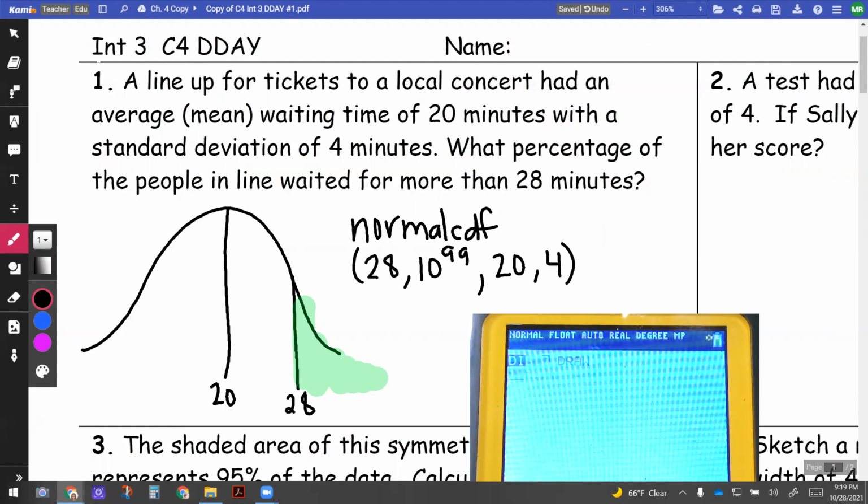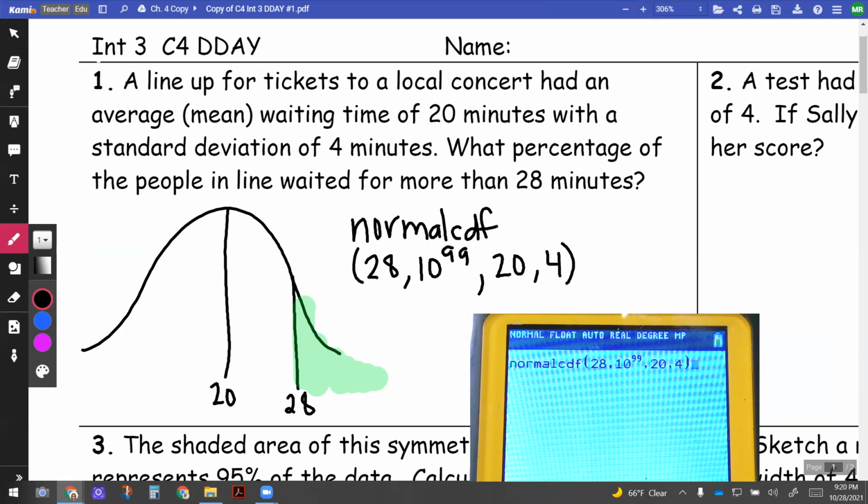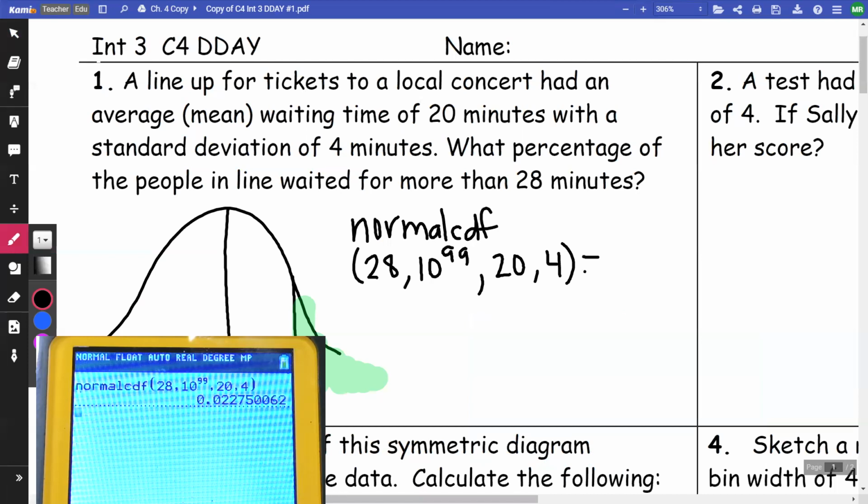So let's see. This is going to be a 28, a 10 raised to the 99, because that's really infinity, 20, and then a 4. And I end up getting a 0.02275.